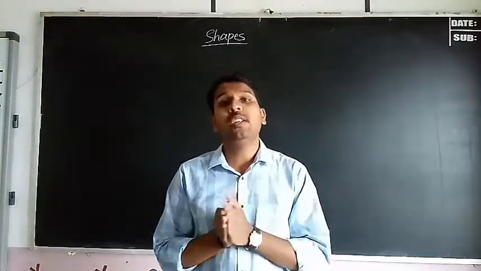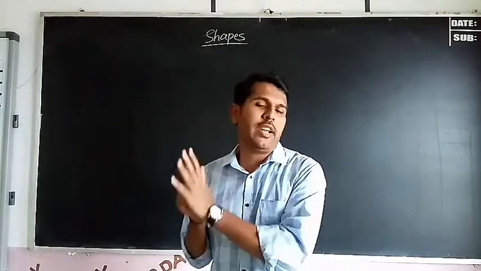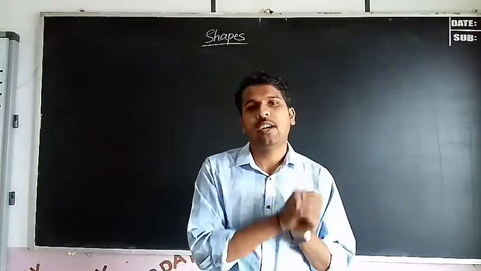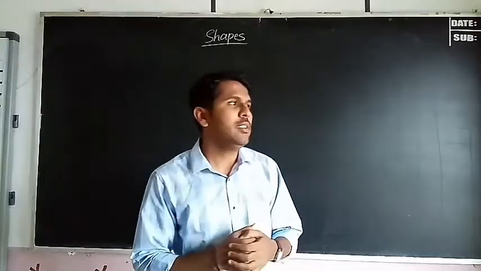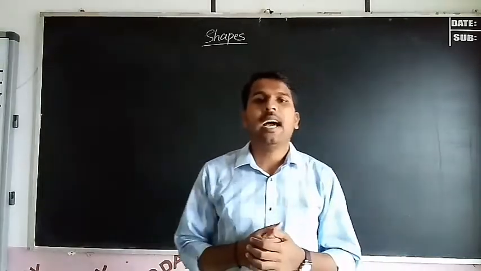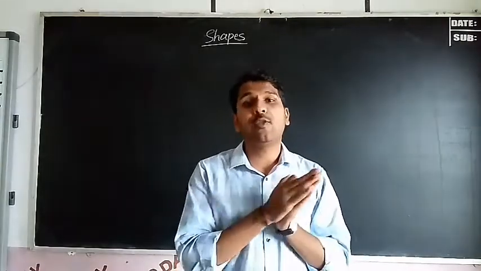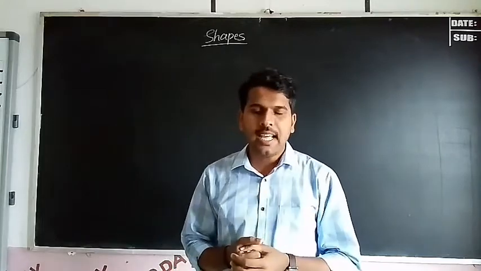Next, fourth one, obtuse angle. What is the definition of obtuse angle? The measure of an angle is in between 90 degree and 180 degree. We call it an obtuse angle. Next, fifth one, the last one from the last class, straight angle. Straight angle means the measure of an angle is exactly equal to 180 degree. That angle we call a straight angle.